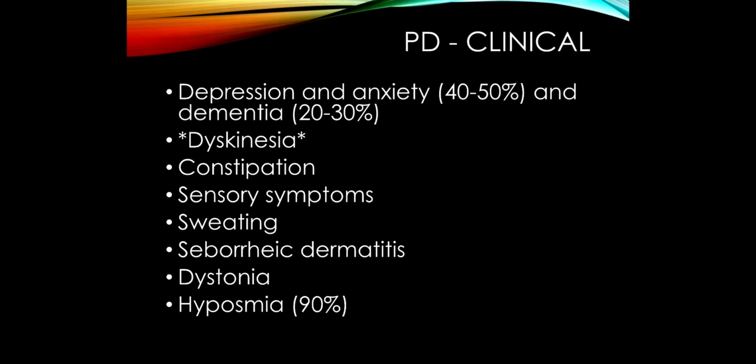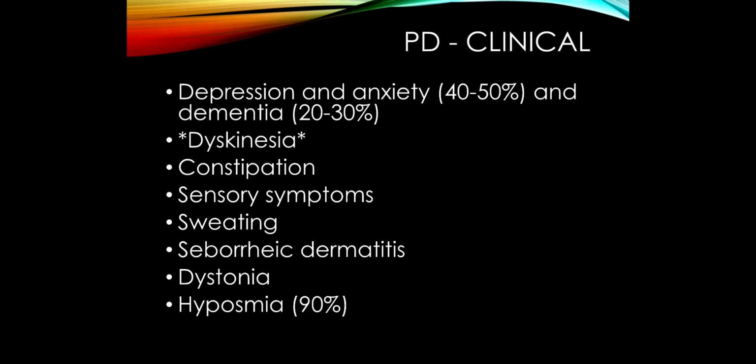Now, Parkinson's disease has a lot of other things that go along with it. Depression and anxiety incidence is increased. And again, like I said with multiple sclerosis, this is not just patients are sad they have the condition, but it's an organic part of the neurodegenerative process. You can see dementia is around 20 to 30%. That's a later feature.